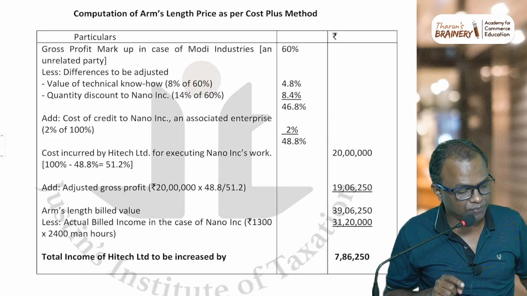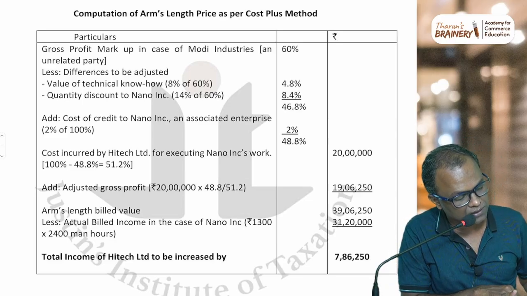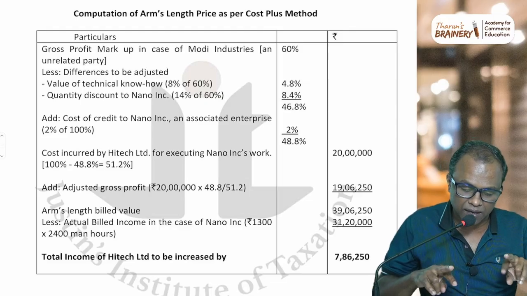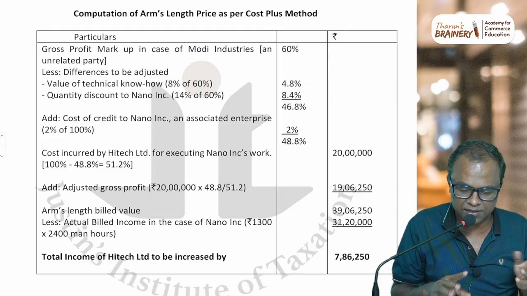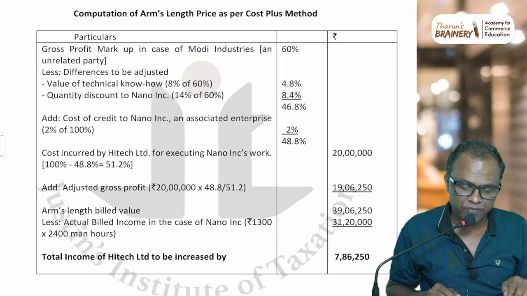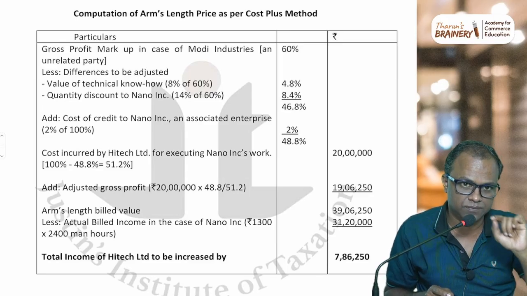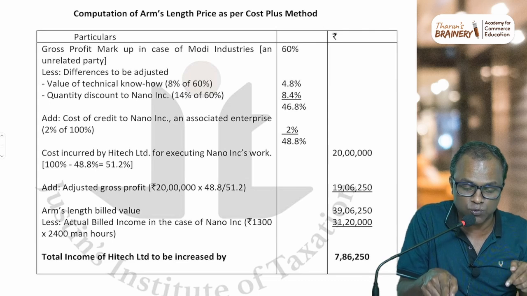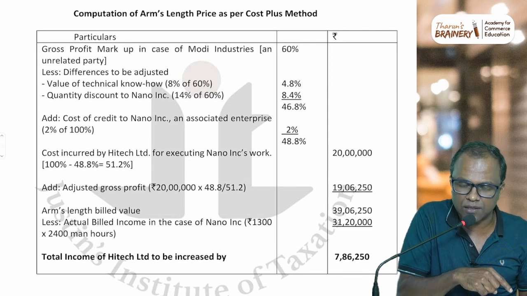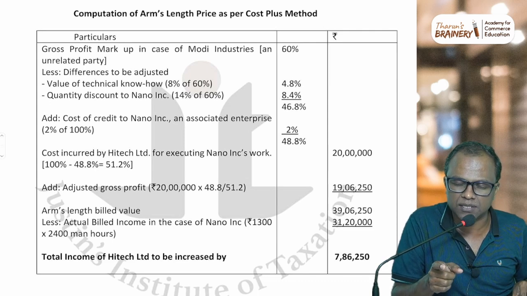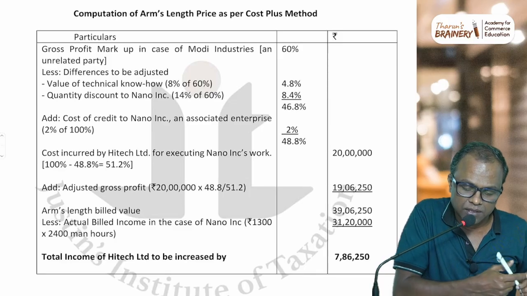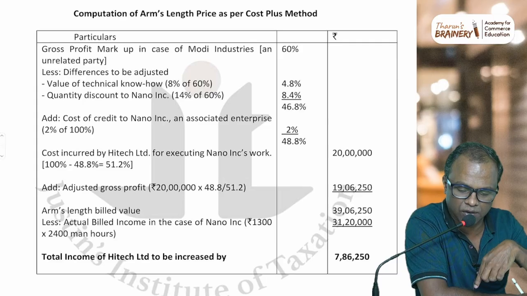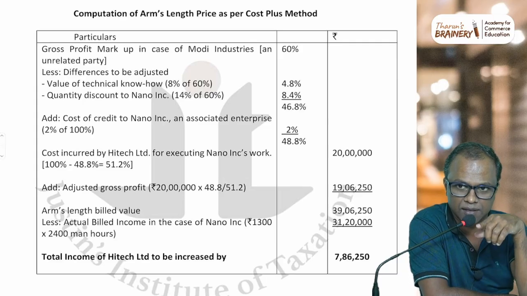This is actually an exam question, from a very old exam, November 2016. The same question they took, and in another pattern they asked with a change in figures. The major change was 60% on cost. So in this question, the question says 60% on Modi Industries' work. They asked another question, gross profit margin as a percentage of cost. If it is a percentage of cost, the only difference is that at the last moment, when we take the cost, the cost should be taken as the 100.